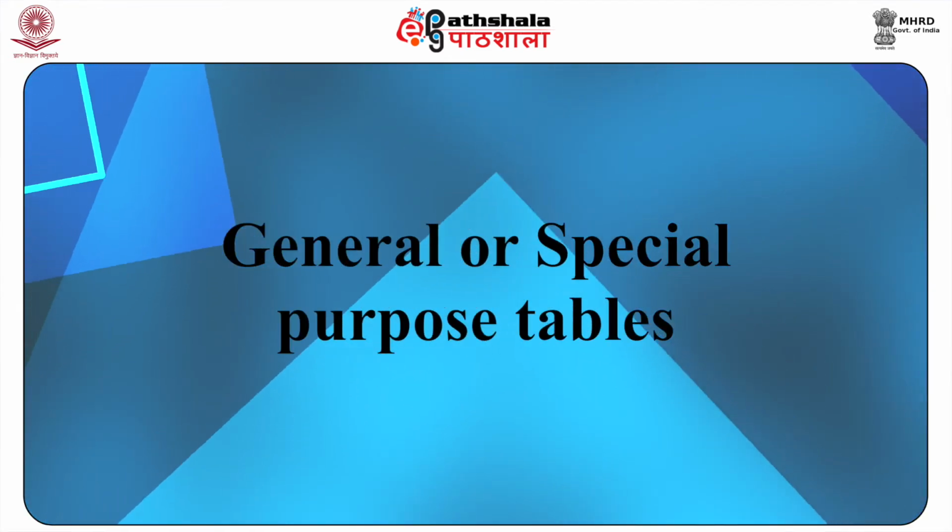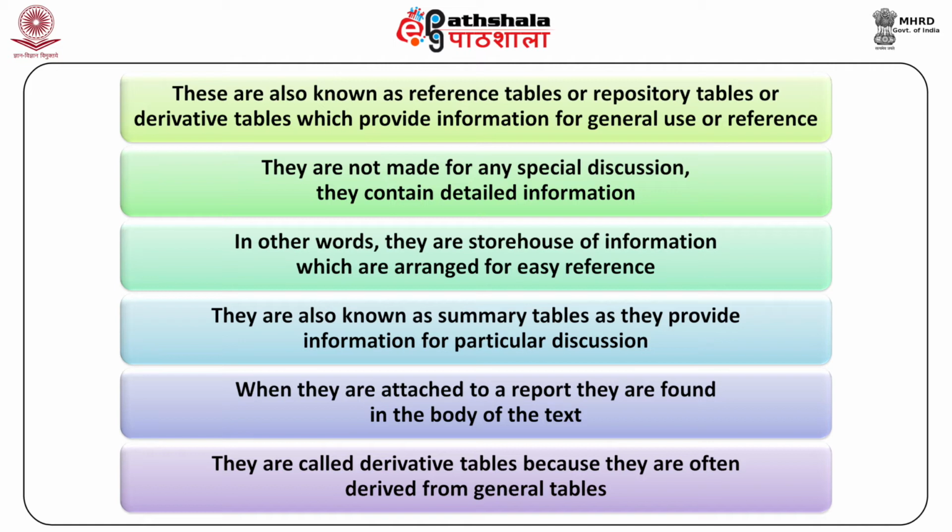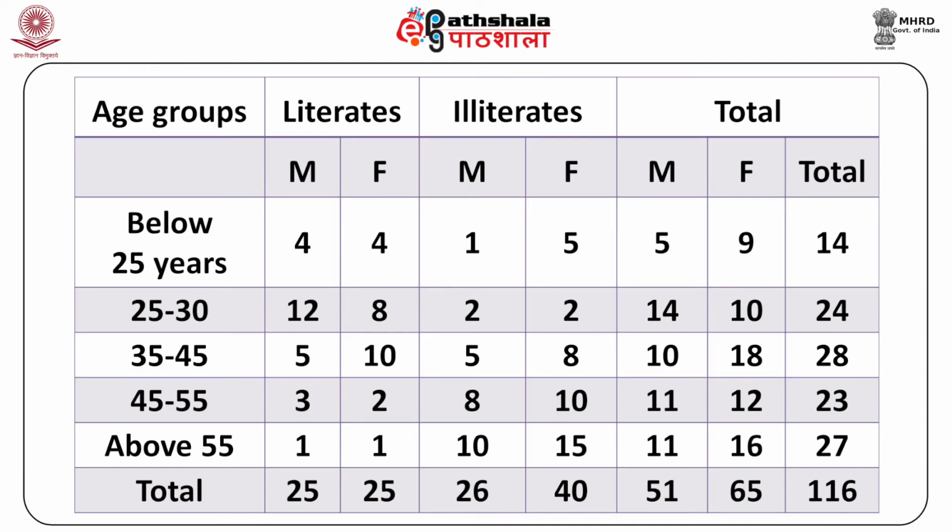General or special purpose tables. These are also known as reference tables or repository tables or derivative tables, which provide information for general use or reference. They are not made for any special discussion. They contain detailed information. In other words, they are the storehouse of information which are arranged for easy reference. Special purpose tables are referred to as summary tables as they provide information for a particular discussion. When they are attached to a report, they are found in the body of the text, as one can see from the example, where the number of males and females, literate and illiterate, are classified into different age groups.